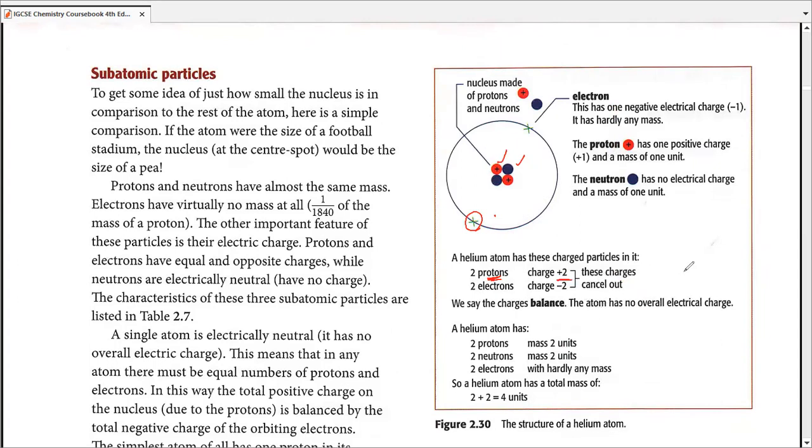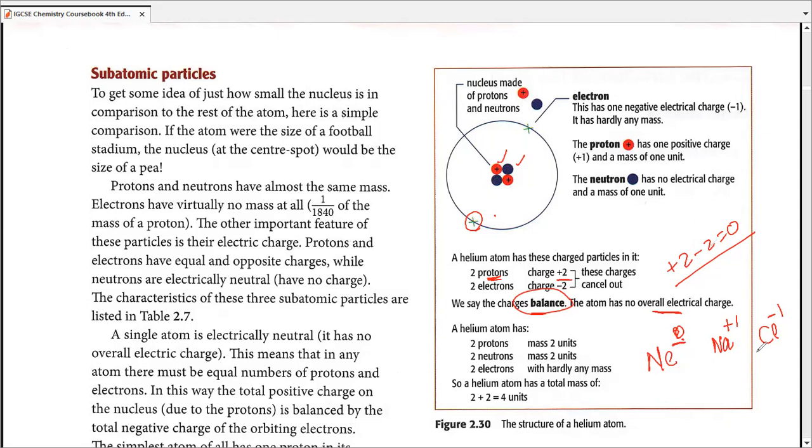All right. So what happens? In math, plus 2 minus 2 is equal to 0. We say that the charges balance one another. So the atom has no overall electric charge. That's why whenever we write an atom, we don't write anything on top of it. Why? Because this is usually 0. For an atom, this is supposed to be 0. However, this number may change for an ion. And I hope you're familiar with that.